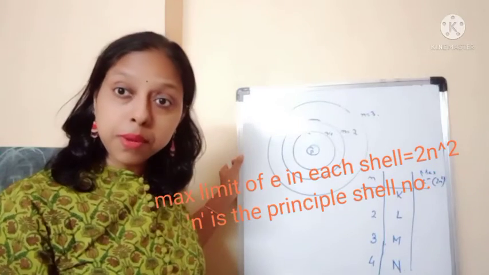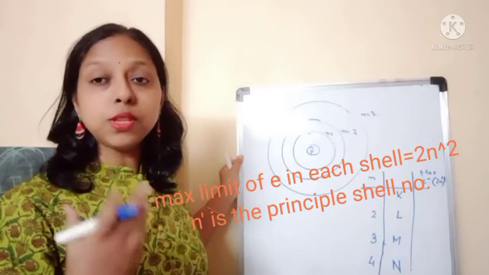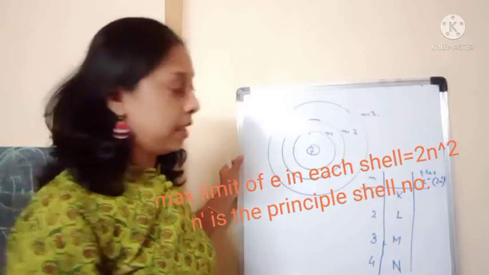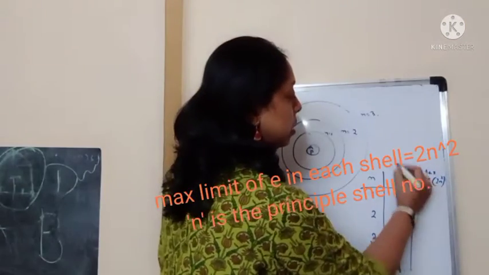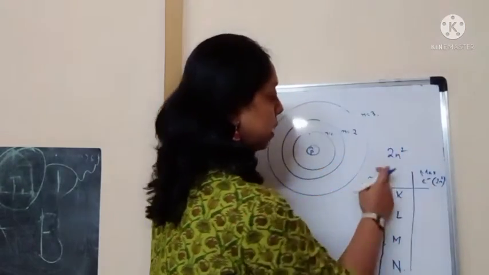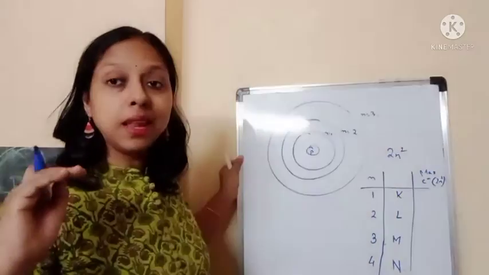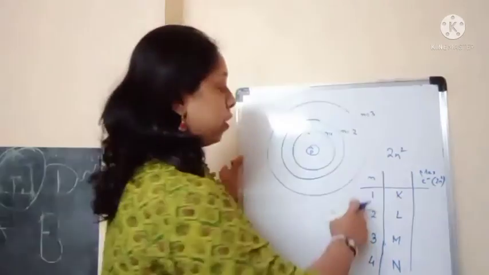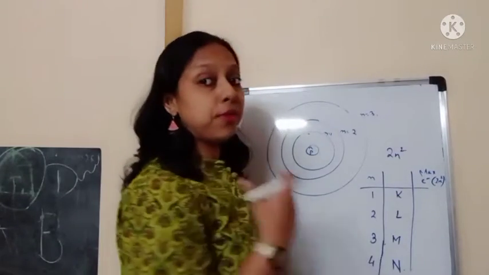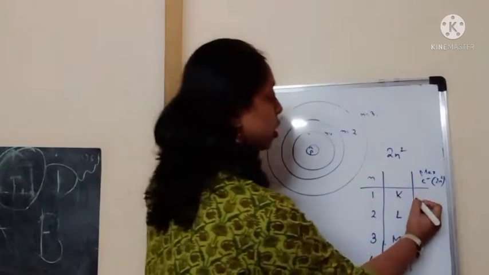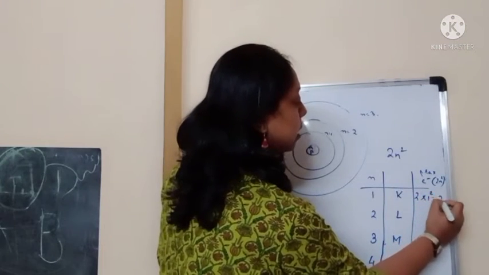The maximum number of electrons which can be filled in a shell is given by the formula 2n squared, where n is the number of the orbital, that is, the energy level. So for the first energy level, the maximum number of electrons that can be filled is 2 into 1 squared, that is 2.